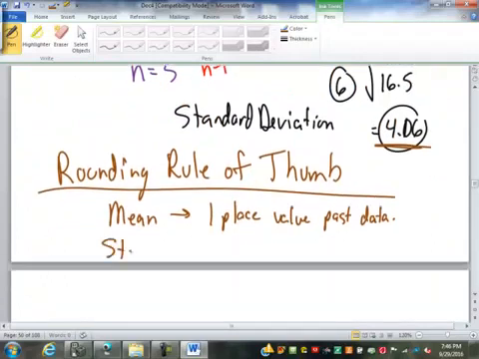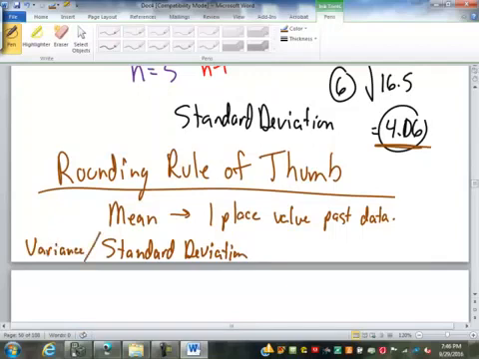Standard deviation, and the variance will be the same, is 2 decimal places, 2 place values past the data. That's why I came back and made this 4.06, because our data was to the nearest 1. My standard deviation should be the nearest 100th. 2 place values past.